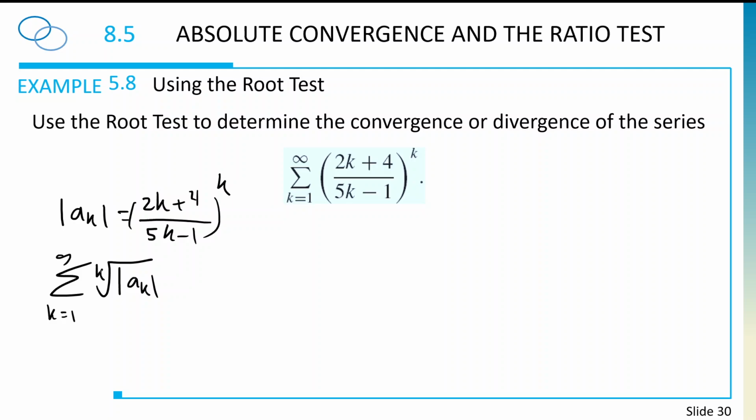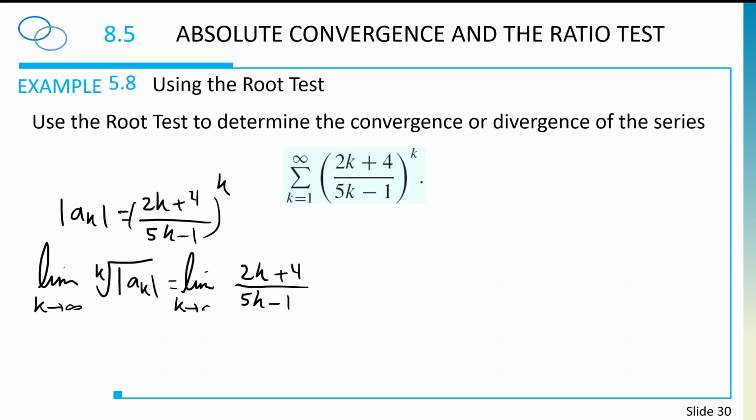The sum from k equals 1 to infinity. The kth root will do what? It will cancel out the power. So this is 2k plus 4 over 5k minus 1. Okay, now what do I need to do with this? No need for the sigma now, I need the limit, sorry. So we need to take the limit as k approaches infinity.